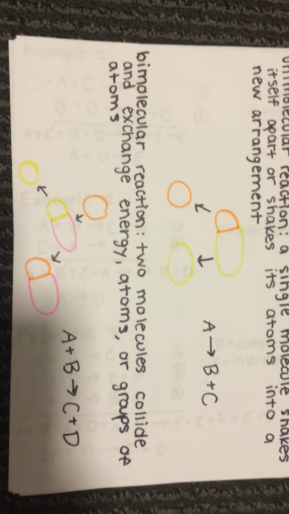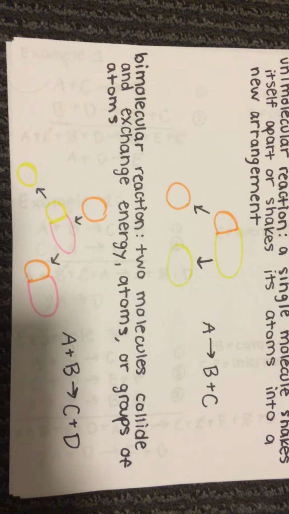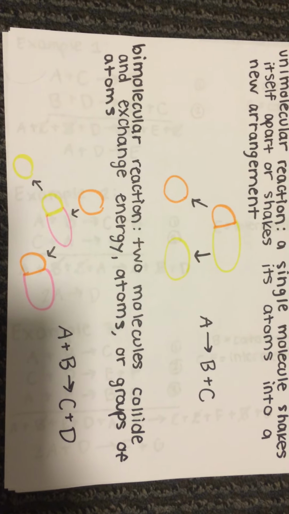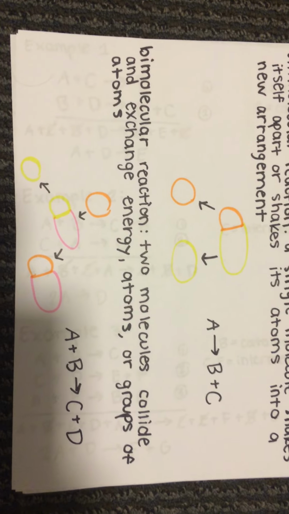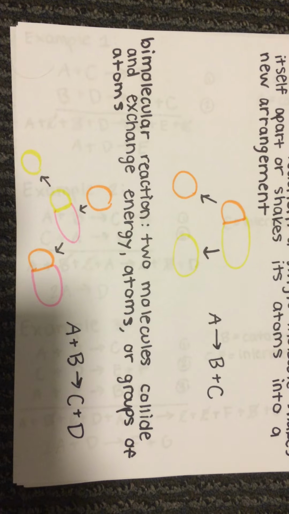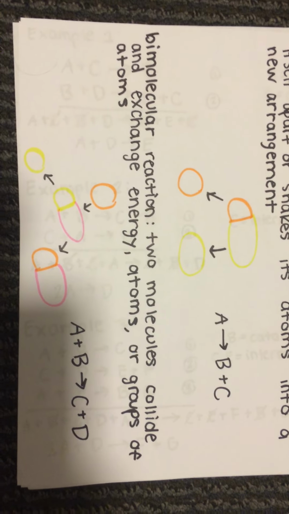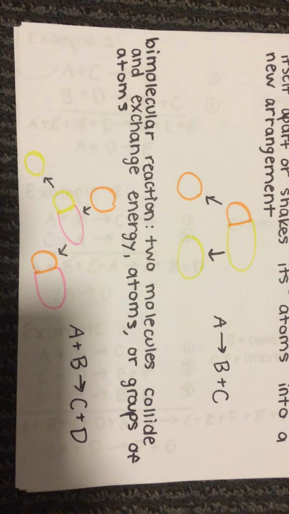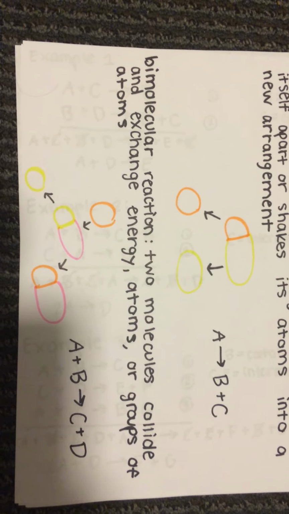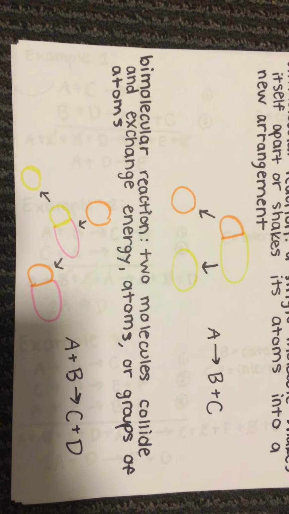There can also be a bimolecular reaction. In a bimolecular reaction, 2 molecules collide and exchange energy, atoms, or groups of atoms. An example of this is an orange molecule collides with a yellow and pink molecule, producing a single yellow molecule and separate orange and pink molecule. And this can be represented by A plus B goes to C plus D.